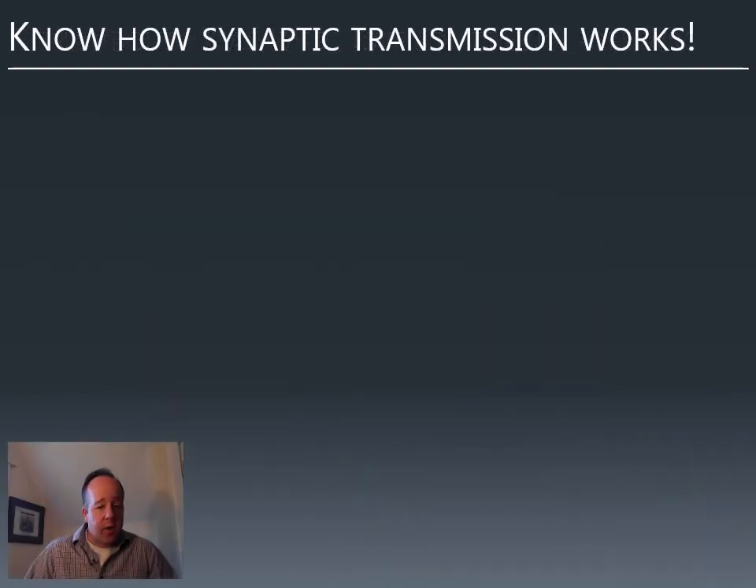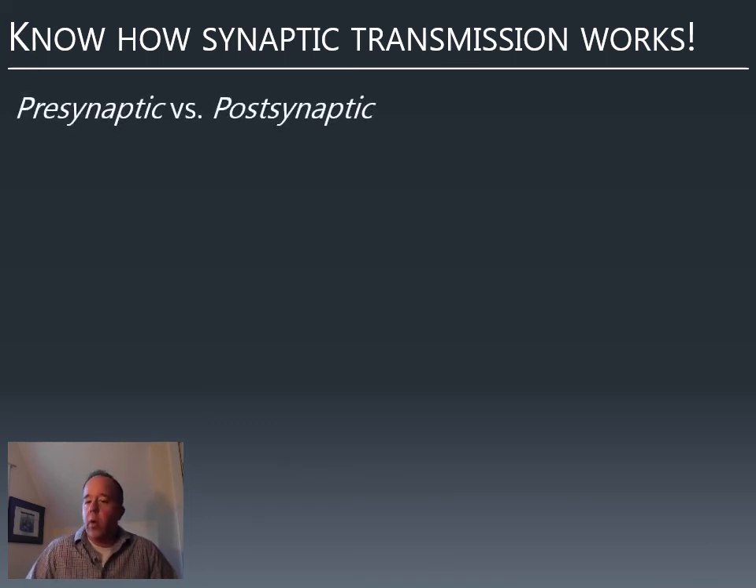We know how the action potential works. We also need to know how synaptic transmission works. And one important distinction here is that between the presynaptic and the postsynaptic neurons. So know what those differences are, know what those terms mean, and know the different processes that happen in the presynaptic and postsynaptic neurons when it comes to synaptic transmission. More on that in a second.